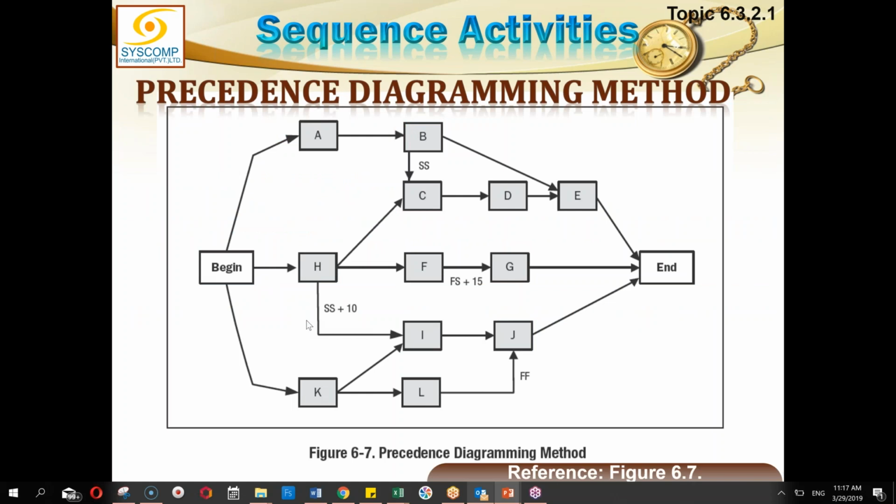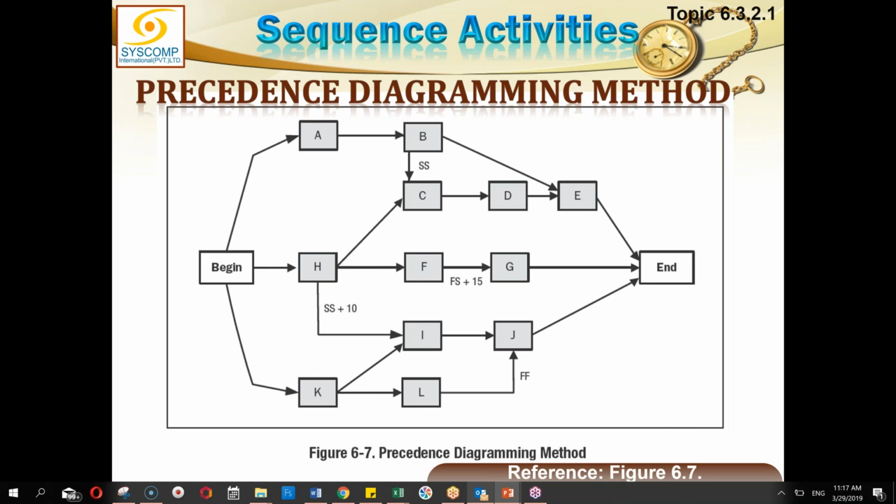Just for example, look at this diagram. What do you see? You see several boxes, and the names of these boxes, these are the activities A, B, C, D, E, F, G. They all start from a single point of origin, and that is the begin. Begin is not an activity. Begin is just a starting point. Similarly, everything must end at a point. So although the last activities are E, G, and J, they culminate into end.